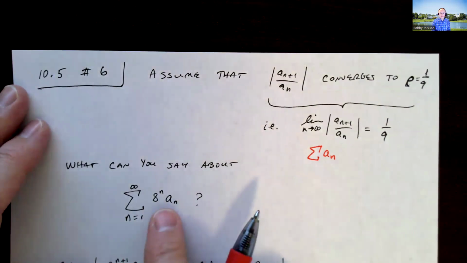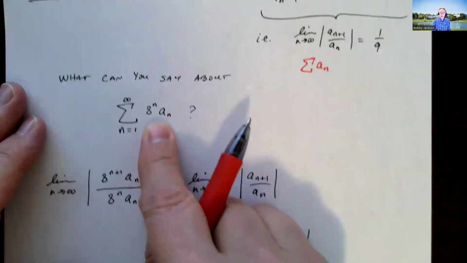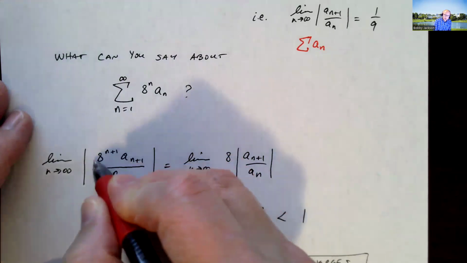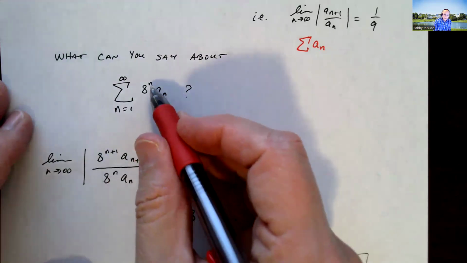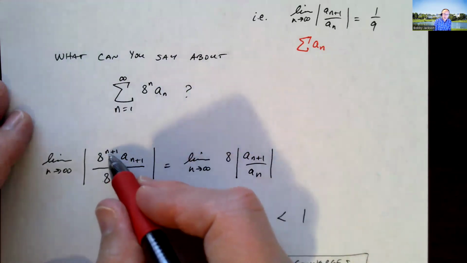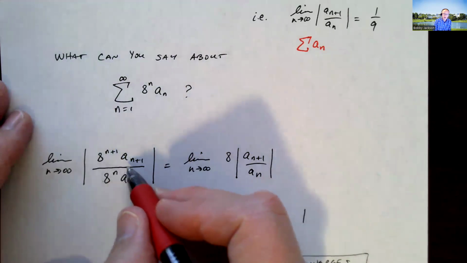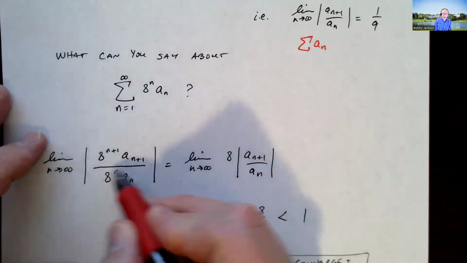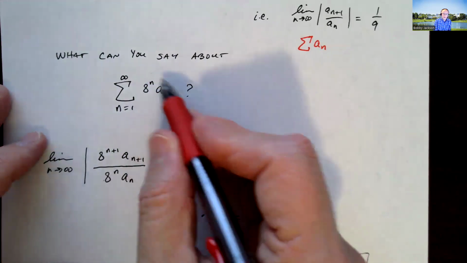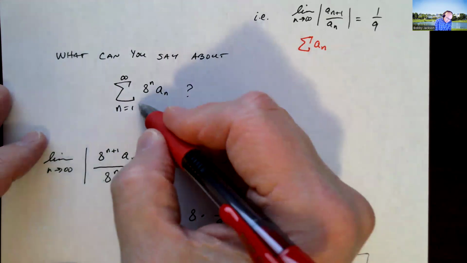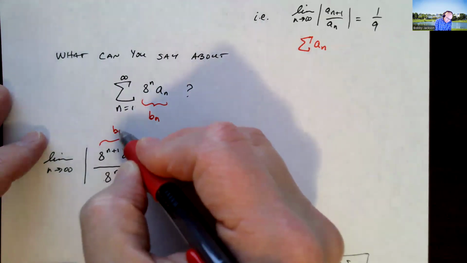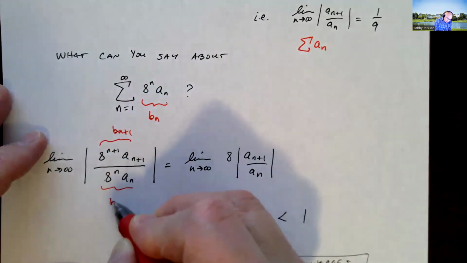So let's see, what are we going to do? Well, I'm going to use the ratio test on this. How's that going to look? I'm going to look at the a sub n plus 1, which is what I have in the numerator here. Replace n with n plus 1, so I'll have 8 to the n plus 1 power times a sub n plus 1, and then dividing by the n-th term. Maybe I'll call this b sub n, so it's b sub n plus 1 up top, and on the bottom is b sub n.